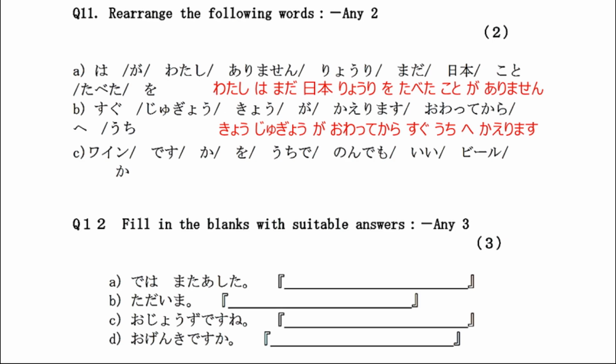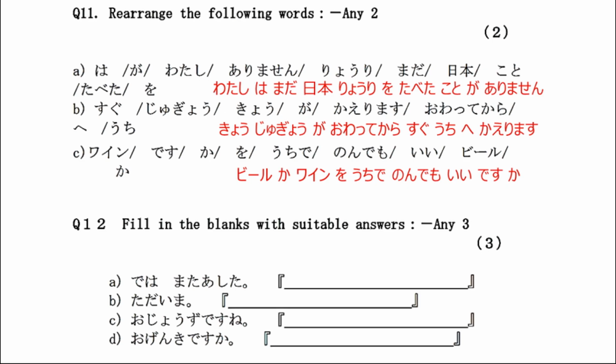Let us see the words given in C. The keyword is nondemo, and with this, you will be able to recognize the pattern te mo ii desu ka, which is used to ask permission to do an action. So a meaningful sentence will be Biiru ka wain o uchi de nondemo ii desu ka? Next, let me go to the 12th question, which is fill in the blanks with suitable answers.